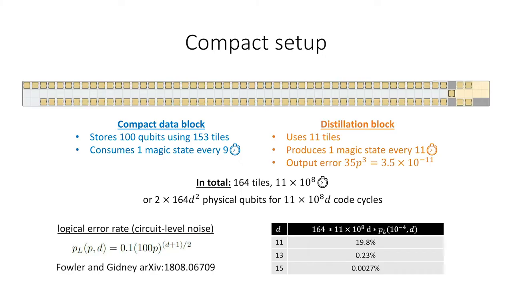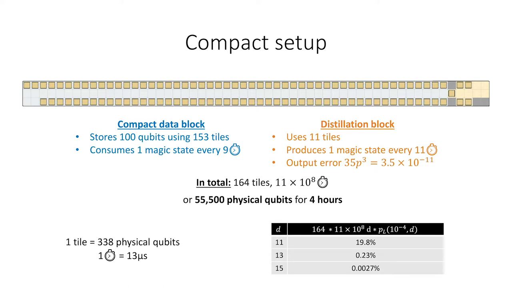In order to find out how many qubits and code cycles this corresponds to, we need to know what the code distance is. And for that, we can use this estimate for the logical error rate under circuit level noise. So that's the logical error rate per code cycle per surface code patch. And we need 164 of those patches to survive for 11 times 10^8 code cycles. So we just want this quantity to be below 1%, and we find that distance 13 is good enough. So in our estimate, these are 55,500 physical qubits, and the computation finishes in 4 hours.